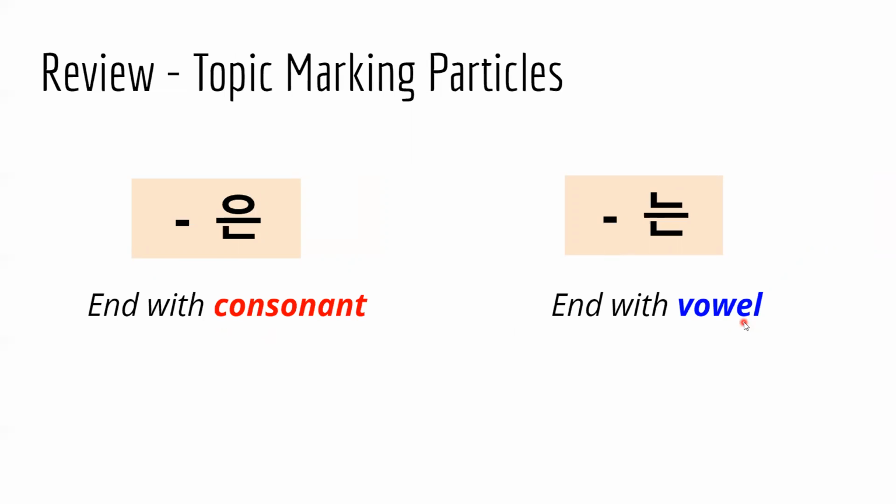We also learned about the topic marking particles, 은 and 는. 은 is used when the previous letter ends in a consonant, like the CVC form, and 는 is used when the previous letter ends in a vowel, like the CV form. Note that these particles are used to denote the topic of a sentence.